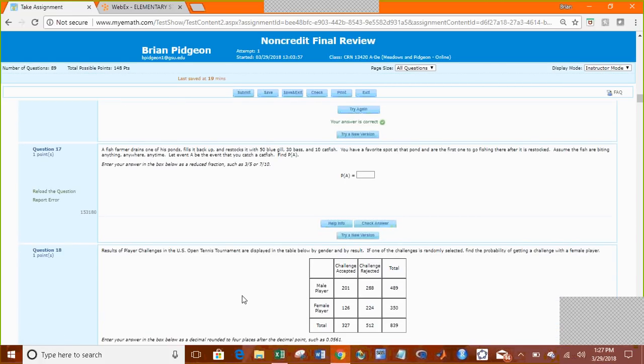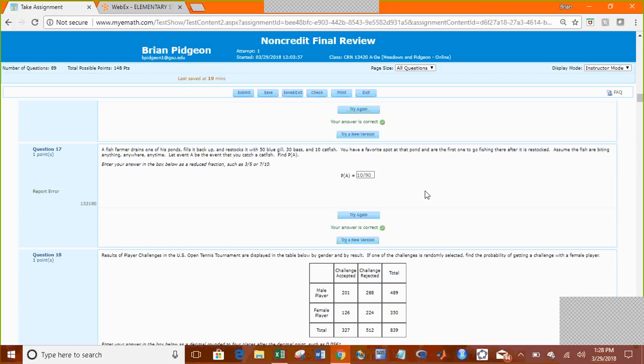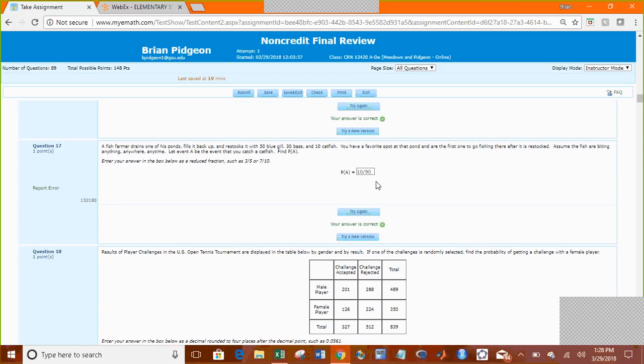Alright, a fish farmer drains one of his ponds and fills it back up. And he stocked it with 50 bluegill, 30 bass, and 10 catfish. You're fishing. Let A be that you catch a catfish. Well, there are 10 catfish in the pond out of a total of 50 plus 30 plus 10, which makes 90 fish total. I wonder if it will take this. Hey, I know it says enter as a reduced fraction, but it did take 10 over 90.